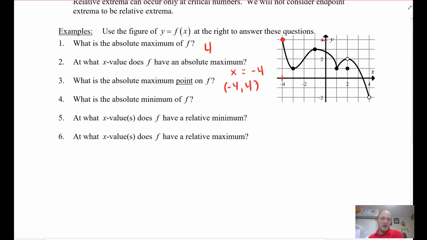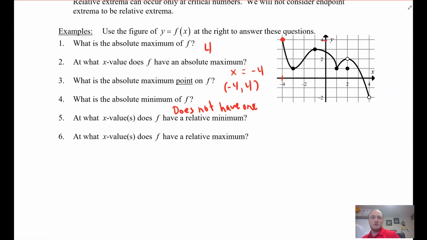All right, easy enough. Number 4, what is the absolute minimum of f? Okay, so now I want the minimum. So I'll go ahead and look. I have values lower here, lower. And when I get to that lowest point, notice it's an empty hole. So what that's going to mean is we're going to say f does not have one. Okay, so no absolute minimum on f, or there is none.